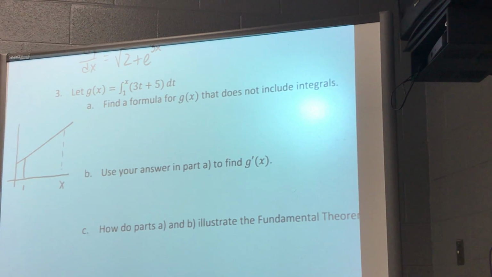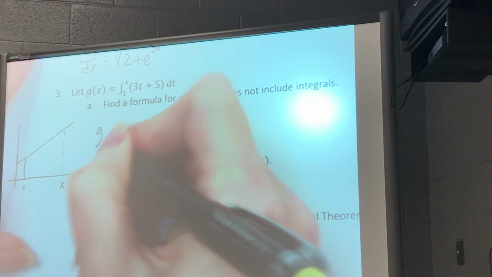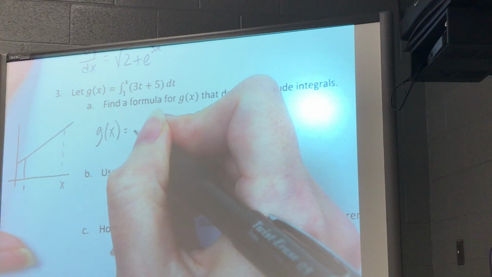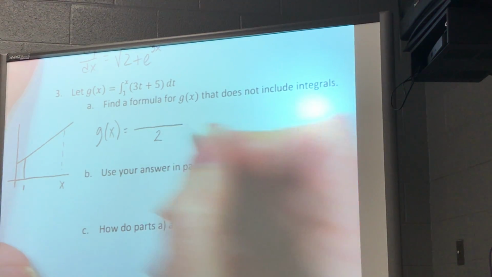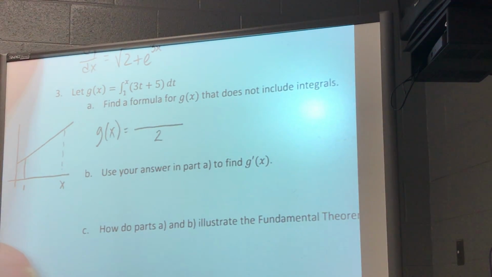What shape does that make? A trapezoid. Now we know how to find the area of a trapezoid. You may not like it, but you know how to. So you add the bases and you divide by 2. And then you multiply that by the height.